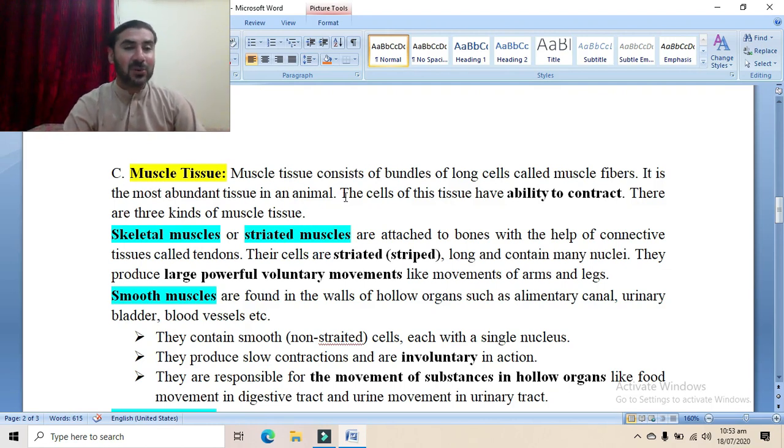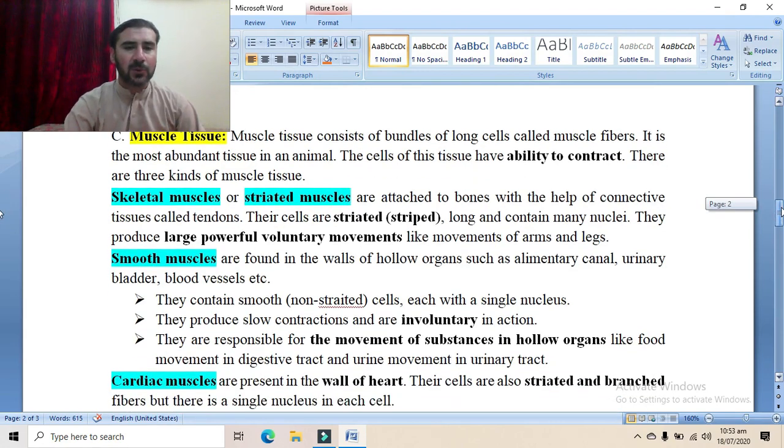In animals, this is the most abundant tissue found everywhere, because in our body there are many muscles. There are skeletal muscles, there are smooth muscles, there are cardiac muscles. So in all parts of the body there are muscles. So muscles are found everywhere, and these muscle tissues are the most abundant tissues in the animal body. The cells of this tissue have a unique ability to contract and relax. This is the ability of the muscle cells, that they can contract and relax, and due to this contraction and relaxation, movements are produced in animal bodies.